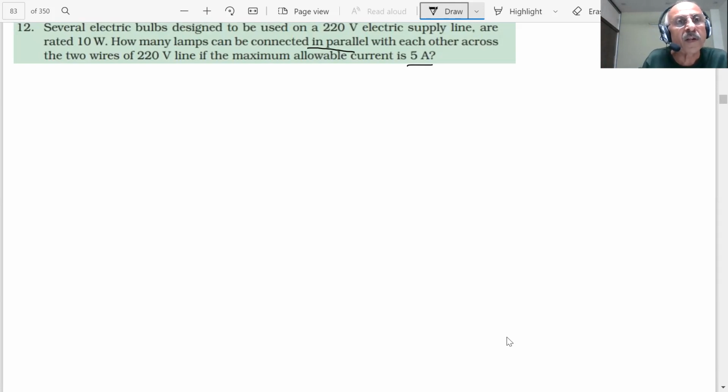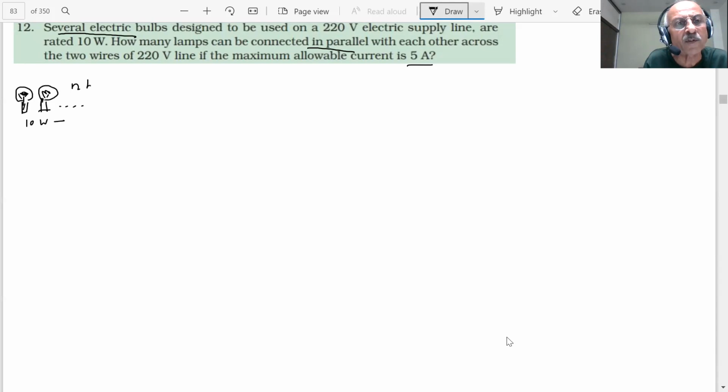All right, what is it saying? Read the question carefully. Several electric bulbs. You have many electric bulbs like this, student. Bulbs. How many? I don't know how many. Several is saying. Bulbs, student. What is the rating? 10 watt. All bulbs are 10 watt. There are so many bulbs.